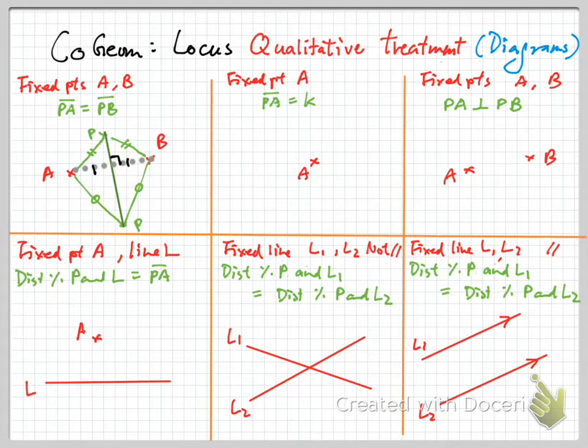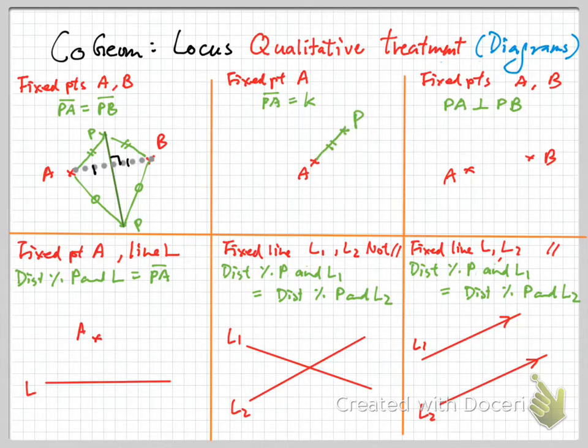In the second example in the middle, we have the fixed point A here. This is a fixed point A, and then we have a moving point P. P is moving so that the distance between P and A is always kept the same constant. It's always the same.